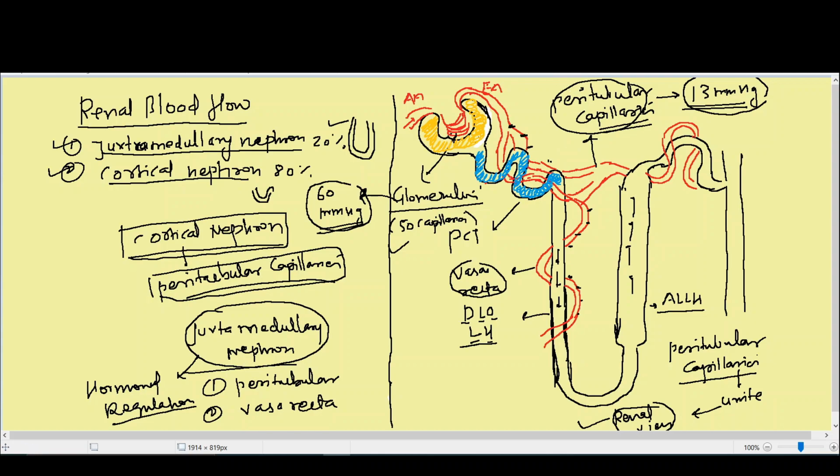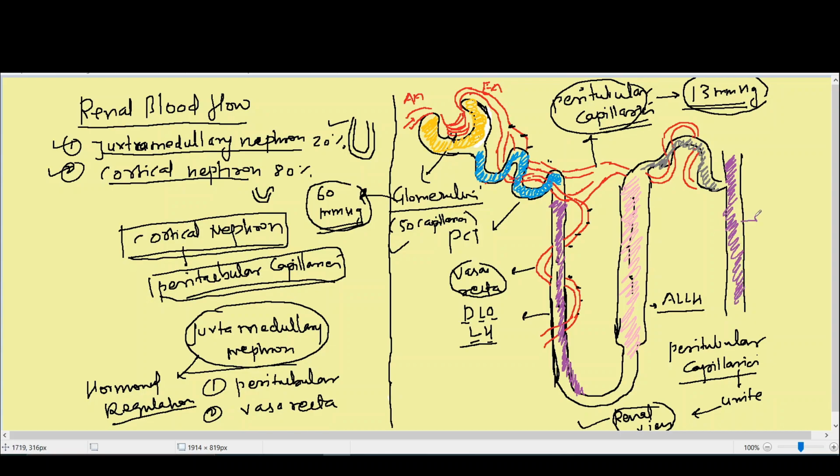Then we have some more portions. This portion, shown in purple, is the descending loop of Henle, and the portion shown in pink is the ascending limb of loop of Henle. The portion here shown in a somewhat dark brown color is the DCT, right? And this particular portion in a dark purple color is our collecting tubule.